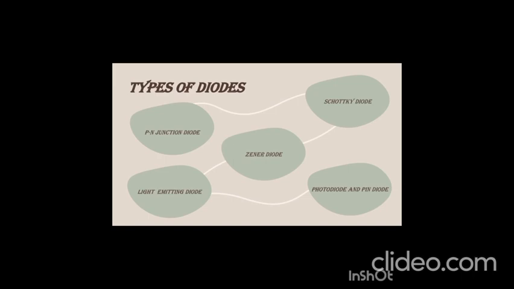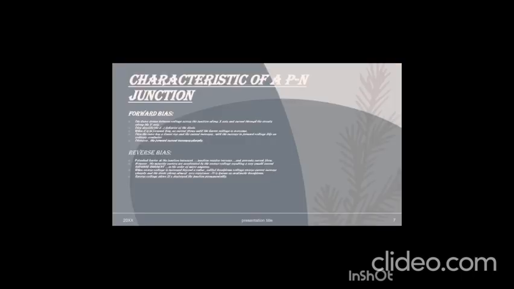Next we have to see the characteristic of a PN junction. Forward bias. The curve is drawn with the voltage across the junction along the x-axis and the current through the junction along the y-axis. Reverse bias. The potential barrier at the junction increases, resistance increases, and it prevents current flow.